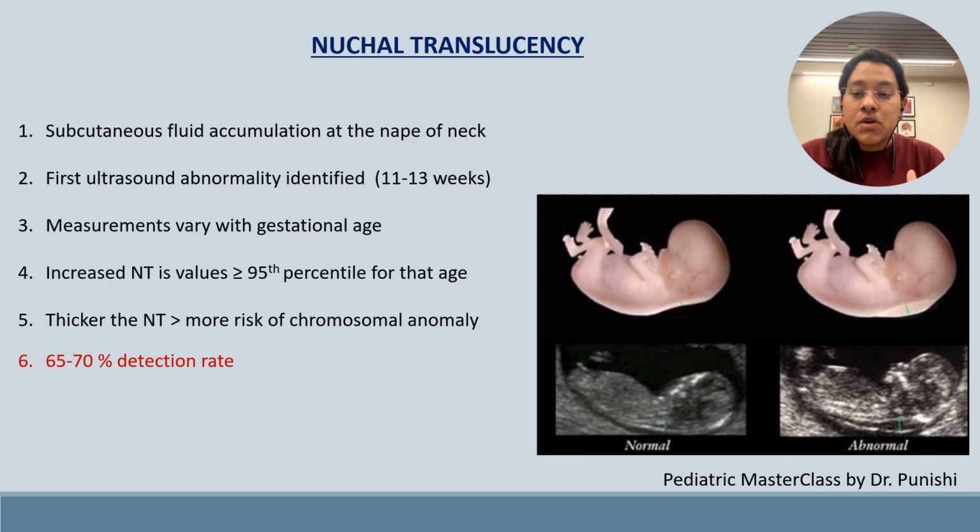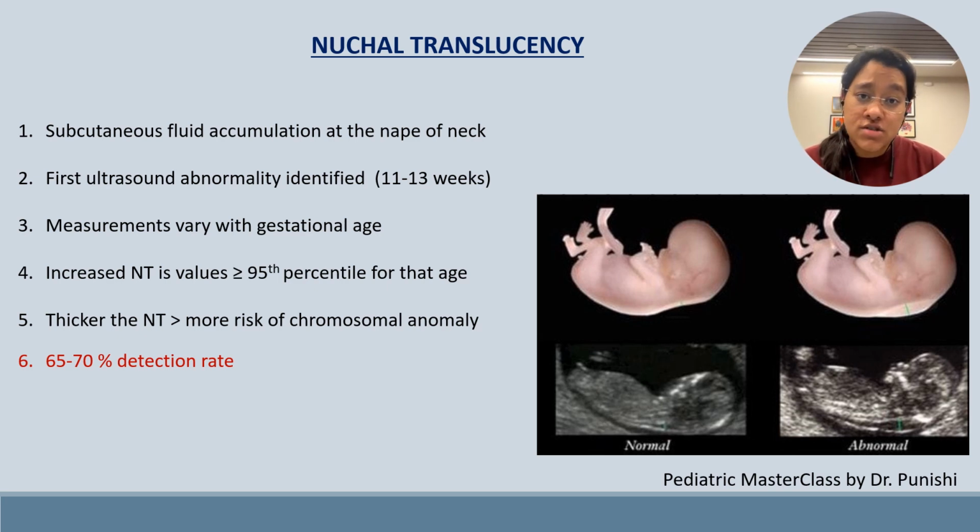So what exactly is nuchal translucency? It's basically the subcutaneous fluid accumulation at the nape of the neck. So when the fetus is lying in the supine position, the most dependent part of the body is the nape of the neck. And that's where the fluid tends to accumulate. And when there is excess accumulation of fluid at the nape of the neck, that is what is seen as thickness or increased translucency on the ultrasound.